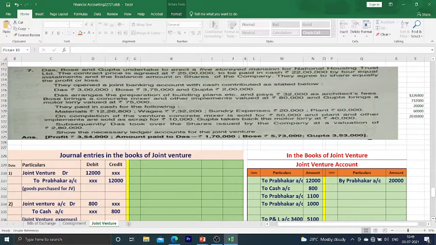So 5,000 we debited to joint venture account. Okay, shall we start the problem? Right. First one is joint bank account is open.